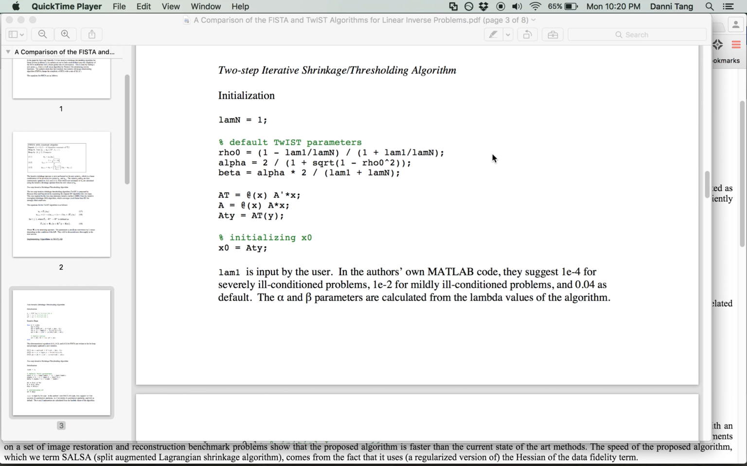And then for the TWIST algorithm, the most important part is to figure out the TWIST parameters, which depend on the lambda value. So lam1 is input by the user into the function, and so you can have different values depending on your problem. For severely ill-conditioned problems, you want 1 times 10 to the negative 4, and then 1 times 10 to the negative 2 for mildly ill-conditioned problems. And they set 0.04 as the default. Then, as you can see, the alpha and beta values are calculated from the lambda values.